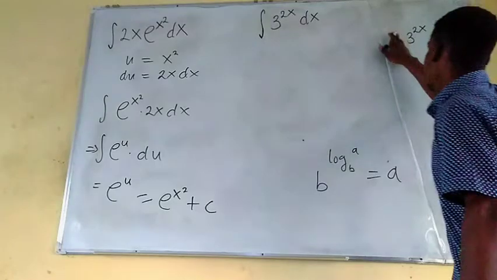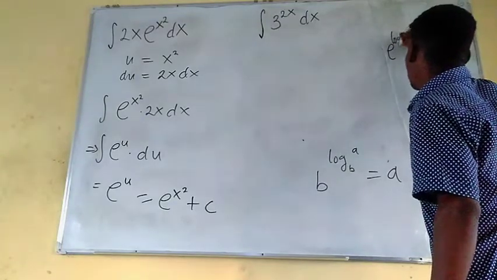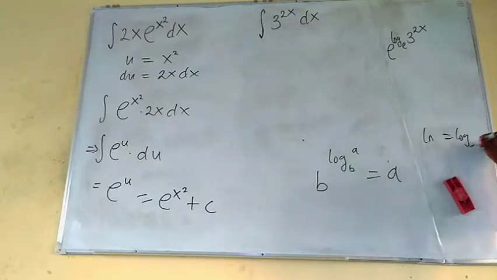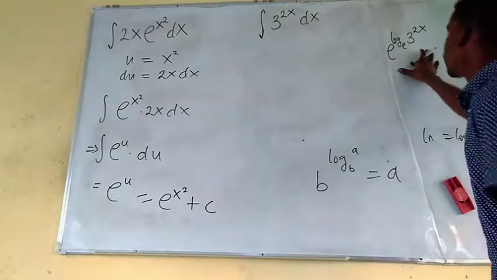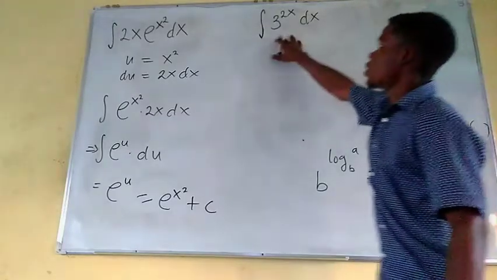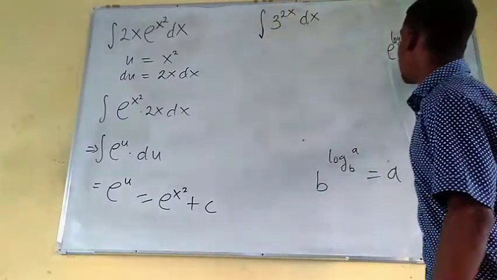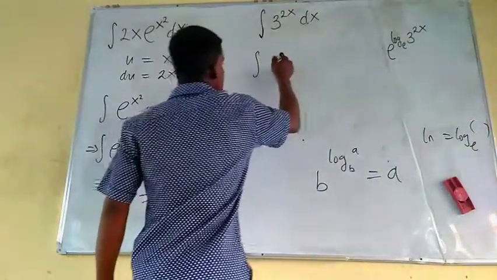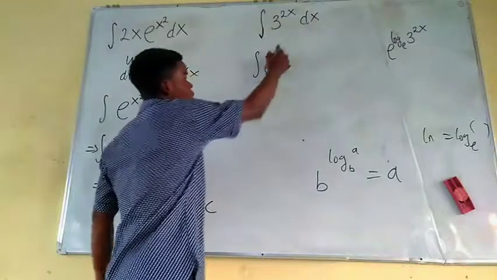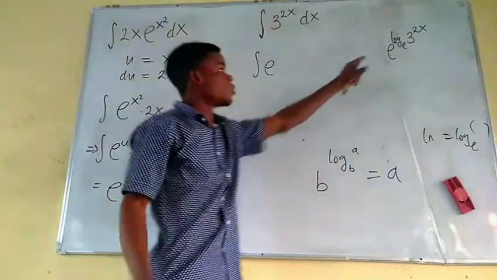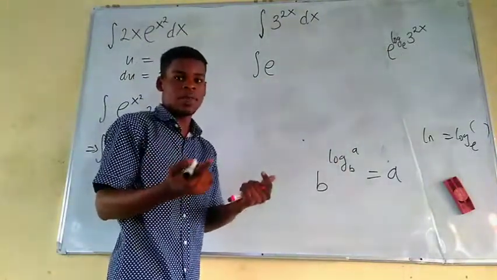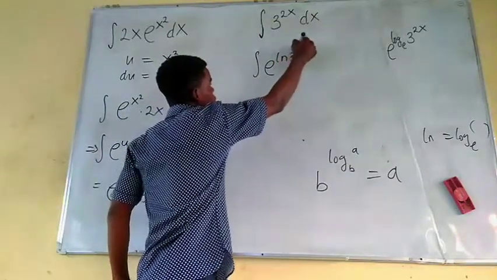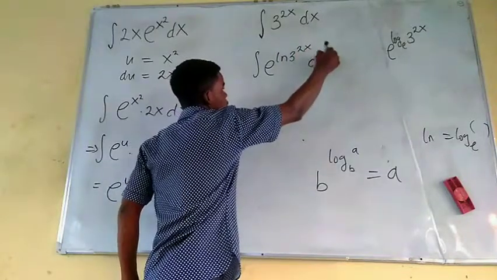Let me rewrite this to be clear enough. We have logarithm to base e, that is ln, of any number. Here, this is just giving us 3 to the power of 2x, so I can bring this in. We're going to have e raised to the power of log of the whole thing to base e, which is ln. So we have ln of 3 to the power of 2x, and this is just dx.